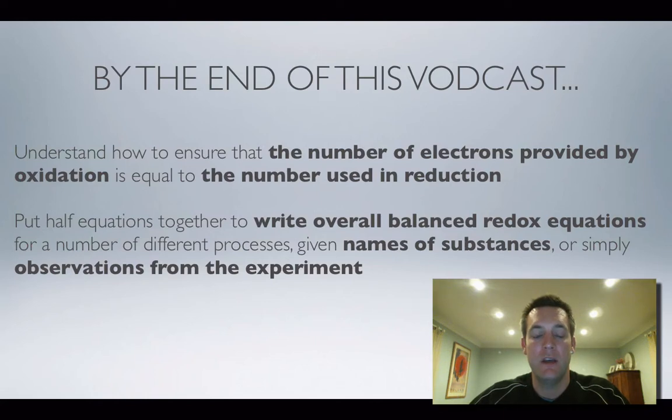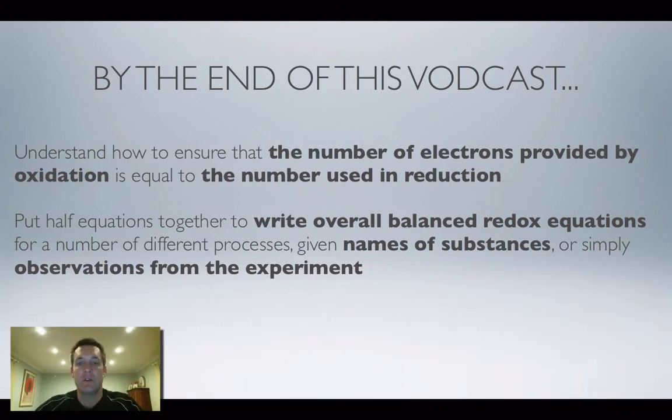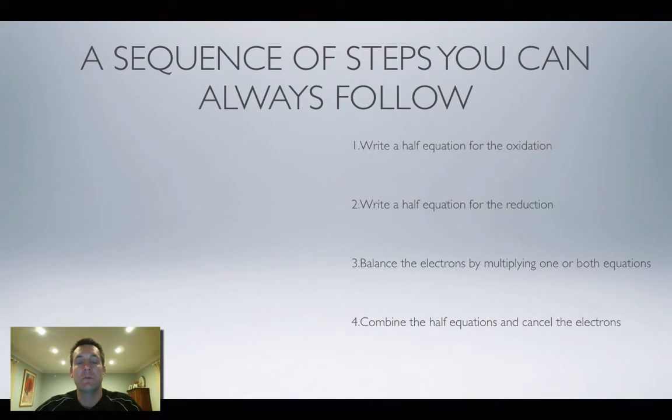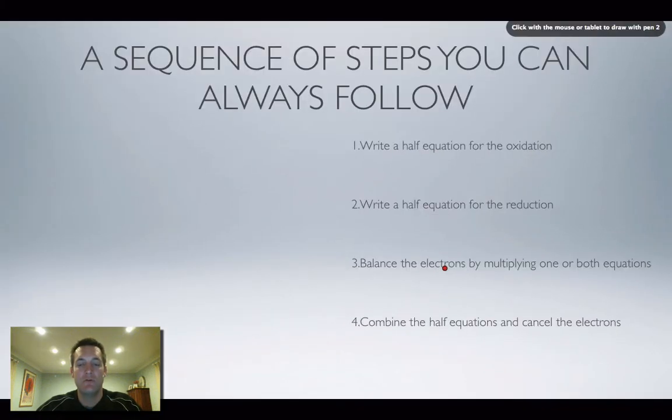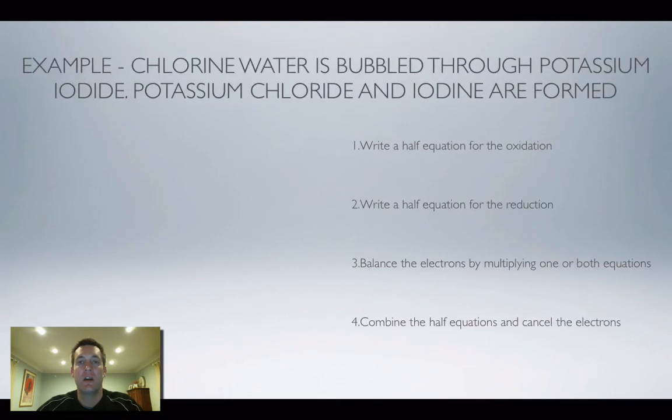Okay, so let's have a look at some examples, but before we do, here's a sequence of rules again that you might choose to follow. Numbers 1 and 2 here kind of joint first. It doesn't matter which one of these two you do first, but you're going to write a half equation for the oxidation and a half equation for the reduction. You're then going to balance the electrons by multiplying one of the equations or both, and then you're going to combine the half equations and cancel out the electrons. Now, as usual, these rules can seem a little bit obscure without an application for them, so here's an example.